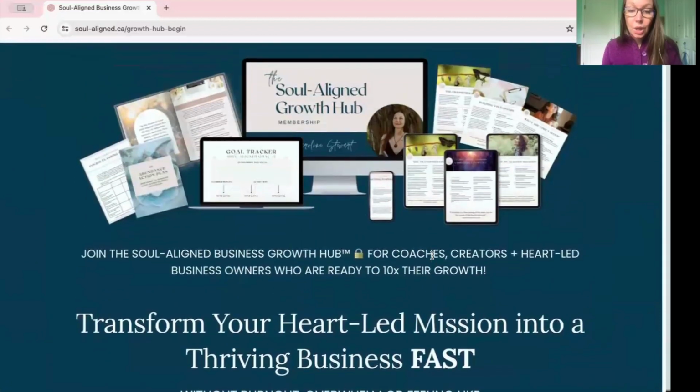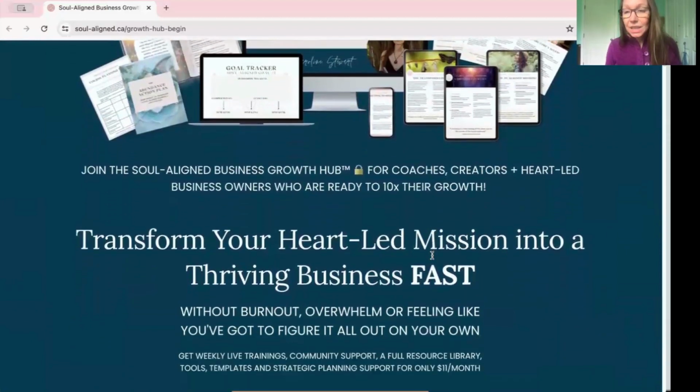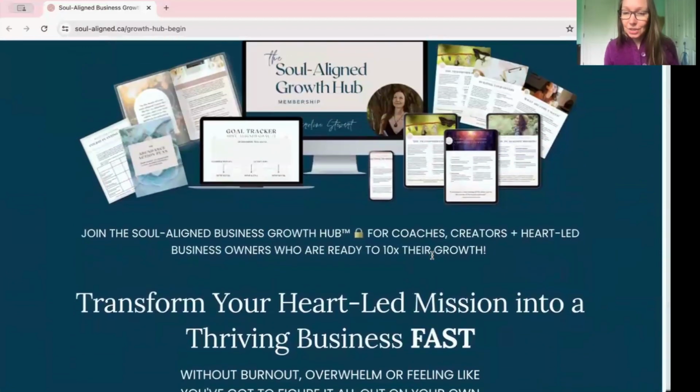But those are the three big components. You need to have a compelling headline that includes the transformation. You need to have a subheadline or another component that includes the niche, and really why they should join. And then you need to have that call to action in that section as well.